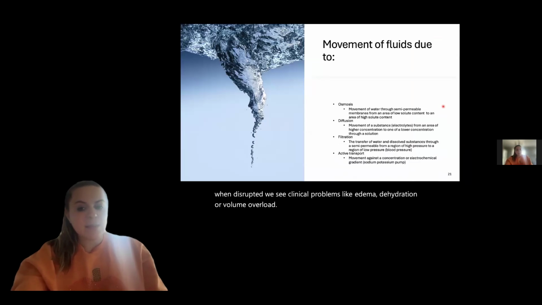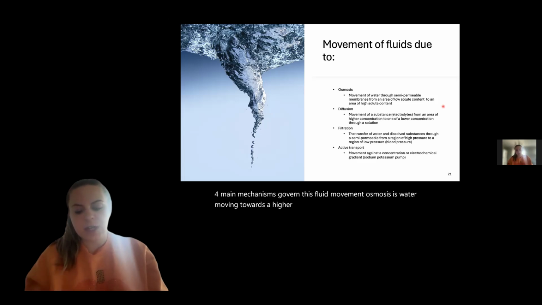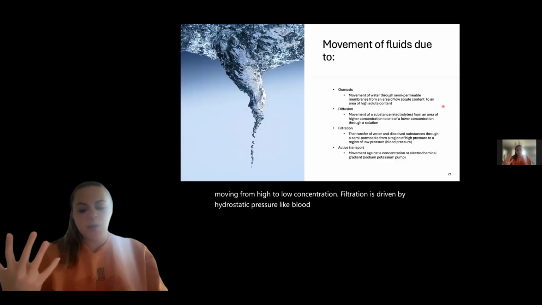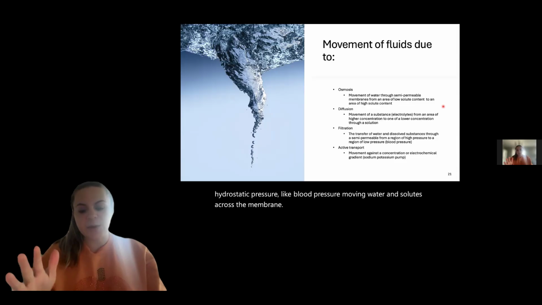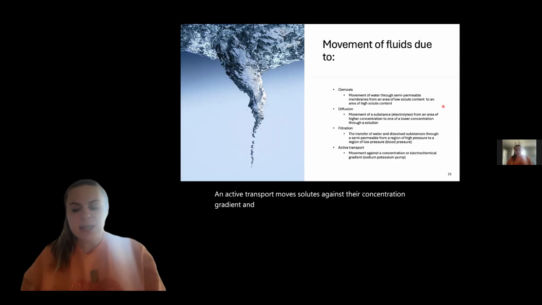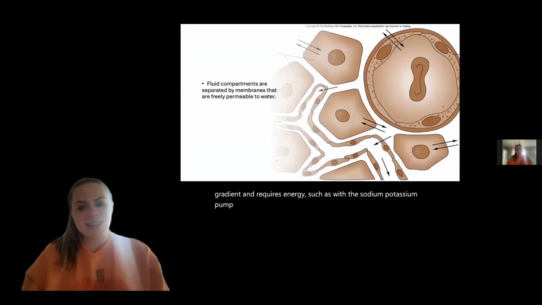Four main mechanisms govern this fluid movement. Osmosis is water moving towards a higher solute concentration. Diffusion is solutes moving from high to low concentration. Filtration is driven by hydrostatic pressure, like blood pressure, moving water and solutes across a membrane. And active transport moves solutes against their concentration gradient and requires energy, such as with the sodium potassium pump. Together, these processes maintain homeostasis.